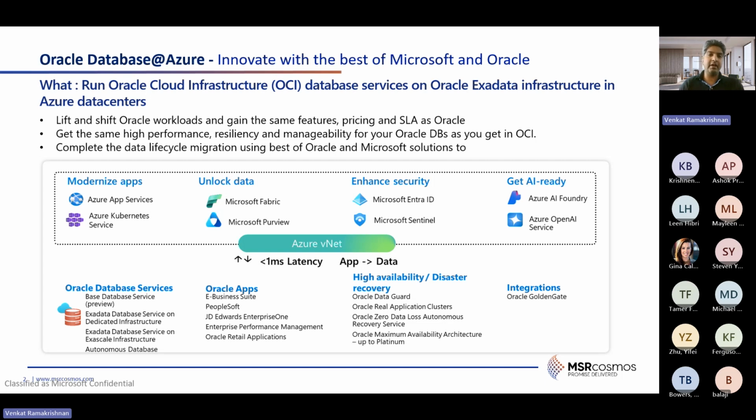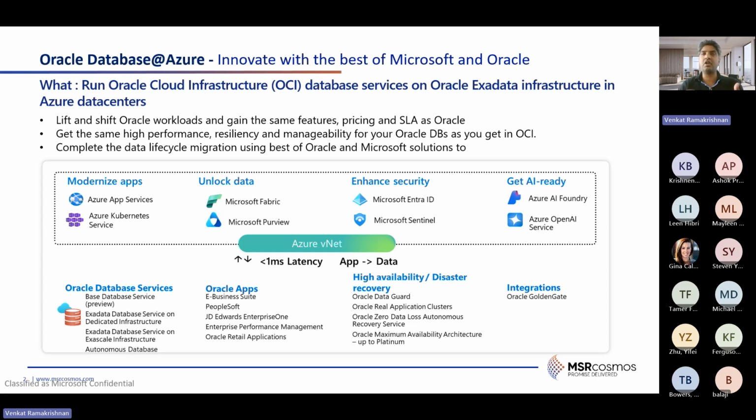Once you are able to get your Oracle database running on Oracle Exadata infrastructure, you can choose one of the Oracle Cloud Infrastructure database services. We have a multitude of them: the Exadata database service, the autonomous database service, or the Exascale database service. Based on whatever you need, once you do that, you'll be able to modernize your applications.